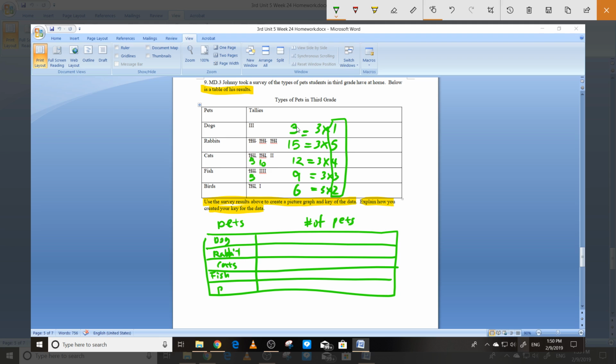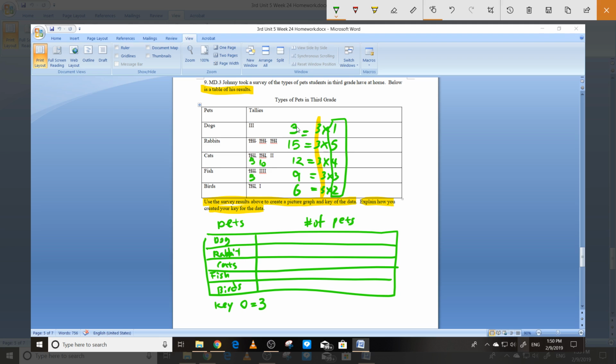And lastly, we have birds. And we're gonna use a key, okay? What are we drawing? Let's just use circle. Each circle represents how many? 3 animals. Why? Because all these numbers are multiples of 3. So 3 is the best one to use when we're representing these sets of animals.